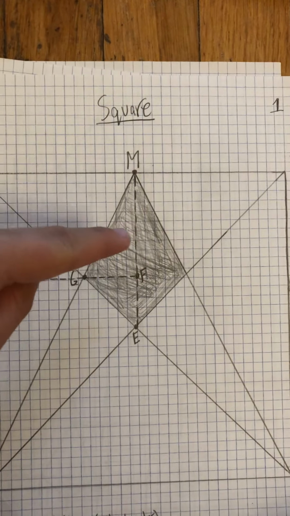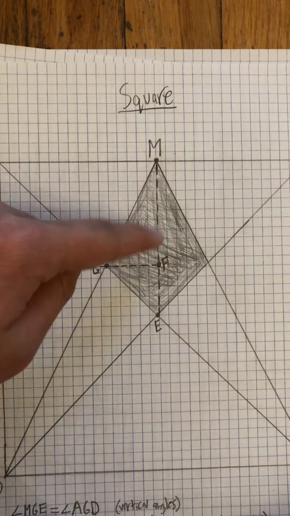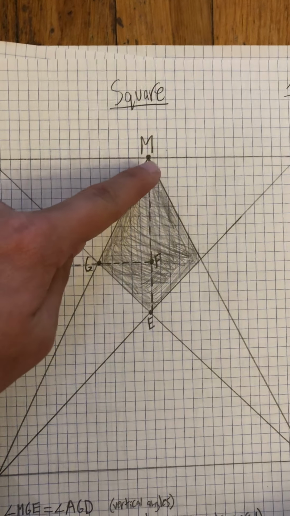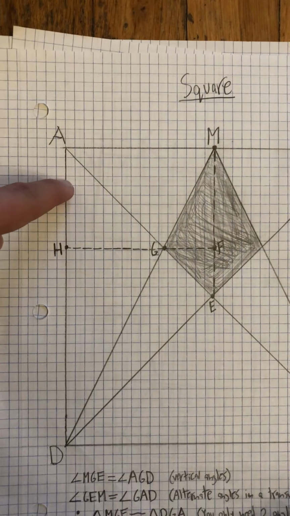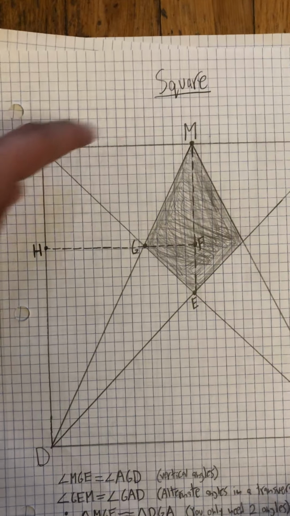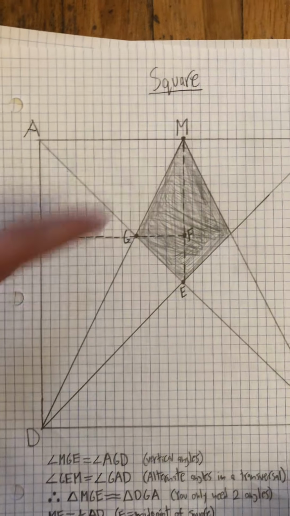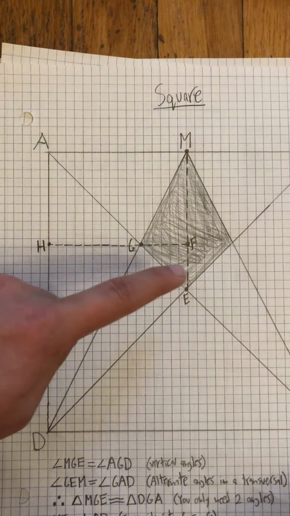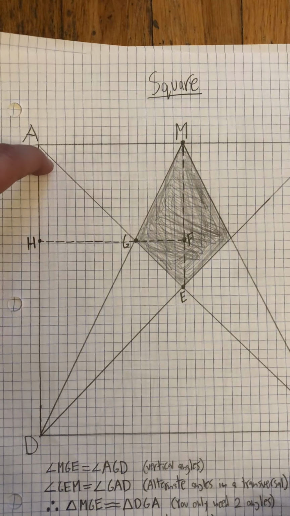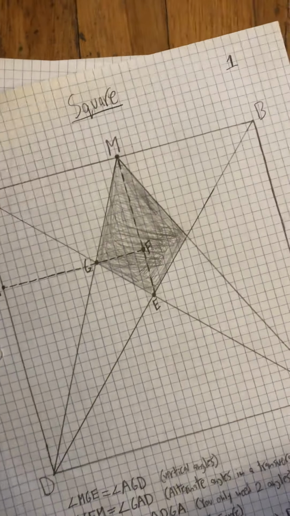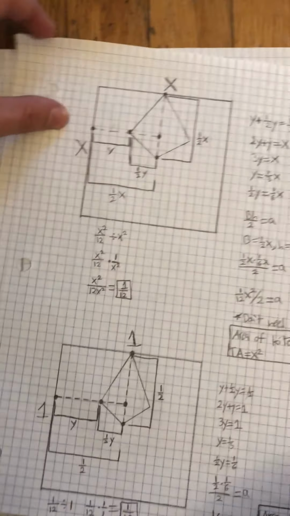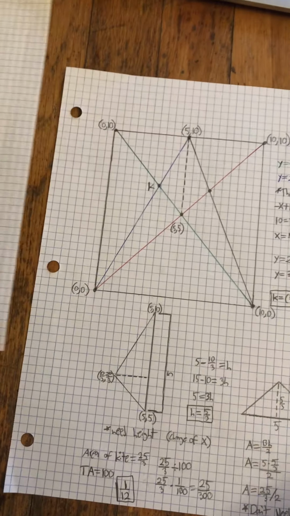When I was trying to find the same angles, I said angle EMG, this angle, was the same as here, GAD. But that's not the case. Because of our alternate angles, this angle is the same as this angle. And this angle is the same as this one. So I got confused. You really need to know that it's alternate angles in a transversal and not on the same side. Okay, so hopefully you understood that.